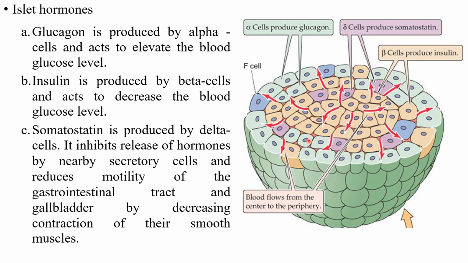The delta cells secrete a hormone called somatostatin, which inhibits the release of hormones by the nearby secretory cells and reduces the motility of the gastrointestinal tract and gallbladder by decreasing contraction of their smooth muscles.